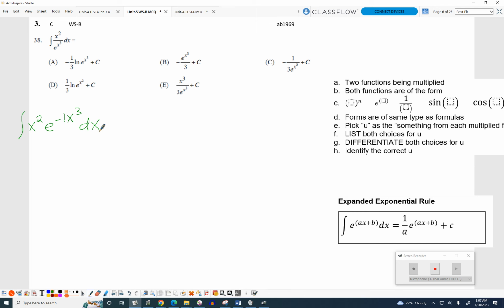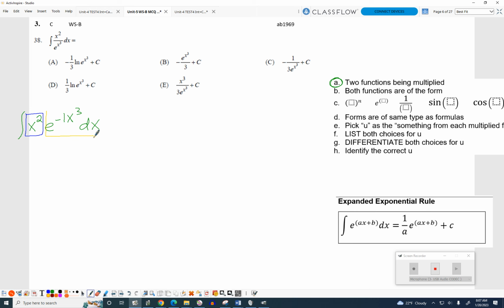Truth is truth, so facts. Okay, questions? Cool. So, Emmeline, first thing is to identify two functions that are being multiplied. So now, in our new attempt, what are the two functions that are being multiplied, Emmeline? X squared and e raised to negative 1 x cubed. 2 points. So we have our two functions that are being multiplied.